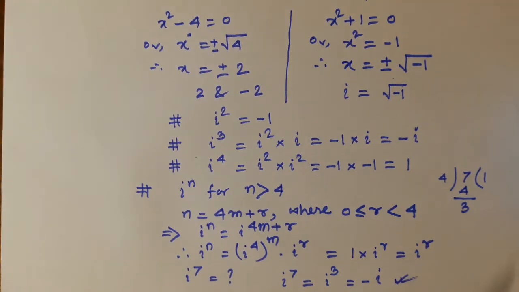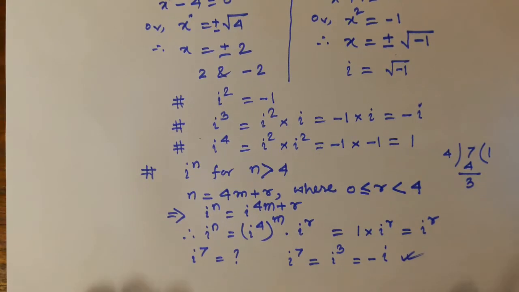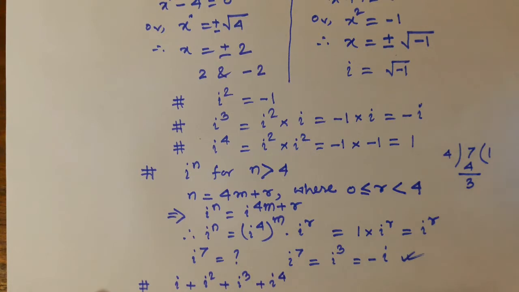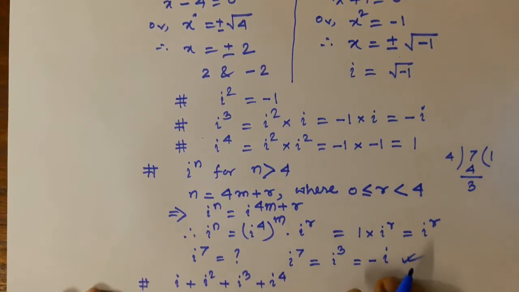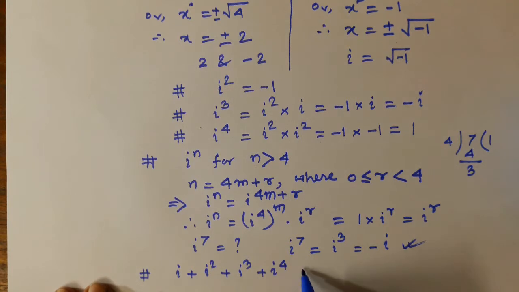Now one question to you friends, if I ask you to find i plus i square plus i cube plus i to the power 4, what is this value? This is also very simple, because i square is equal to minus 1, i cube is equal to minus i, i to the power 4 is equal to plus 1. So i is cancelled, minus 1 plus 1 is also cancelled. This is equal to 0.